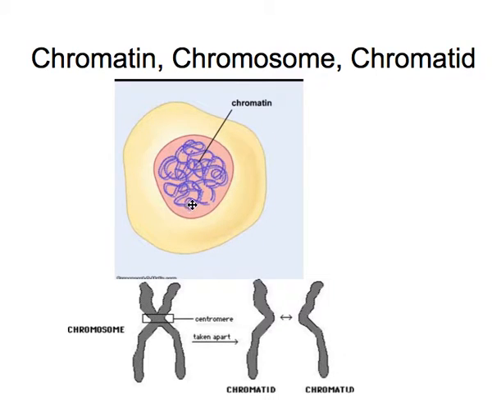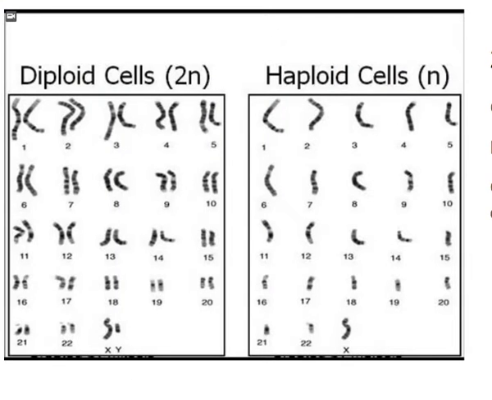But the thing is, it doesn't always have this shape. A lot of times it's unwound DNA just kind of hanging out in the nucleus. And when that's the case, it's called chromatin. All right, so chromatin, then when it winds itself up really tight, it becomes a chromosome, with each half called a chromatid.